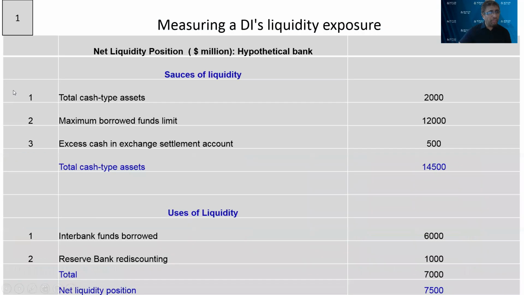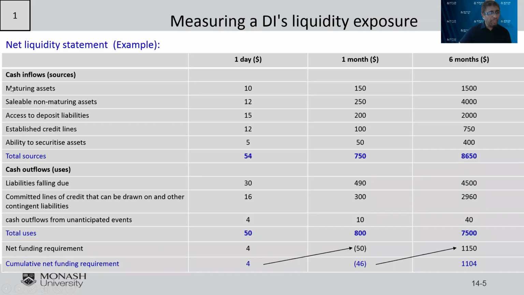So this is all the sources, which means maturing assets, people who are going to pay us their loans, or when we receive our bonds and other securities, when we have them. This is all either investments or loans.